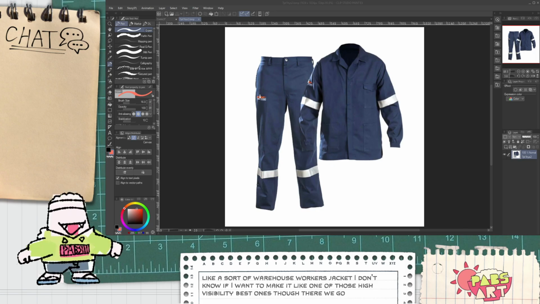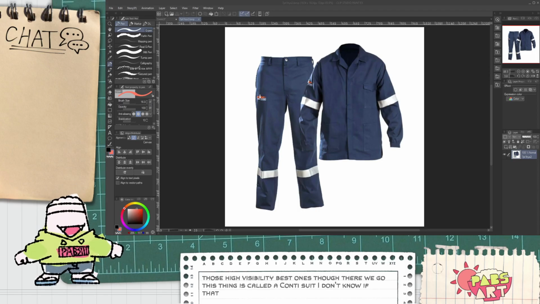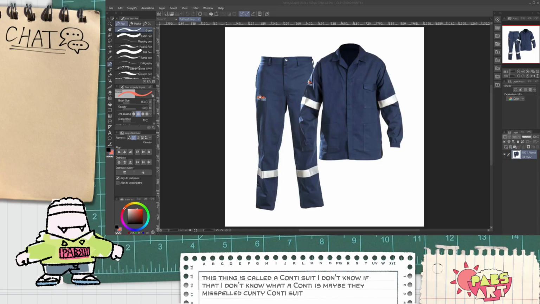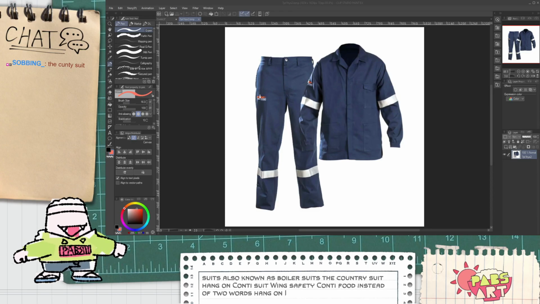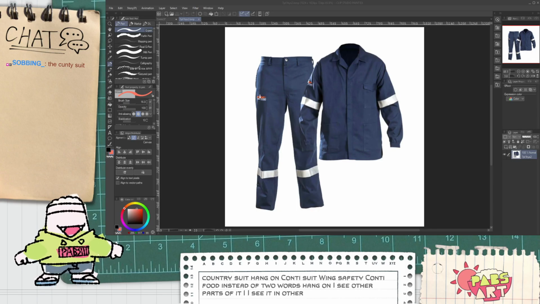There we go. This thing is called a Conti suit. I don't know what a Conti is. Maybe they misspelled it. Conti suit. Conti suits, also known as boiler suits. Is it one word instead of two words? Hang on. I see other parts of it. What is a Conti suit?